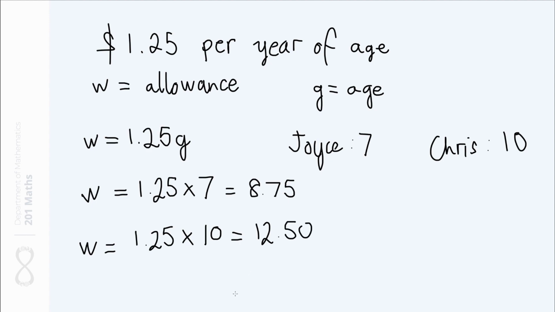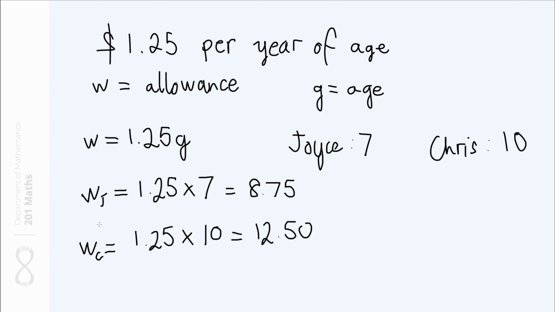Note that it is useful to distinguish between the equation that describes Joyce and the equation that describes Chris. To do that, we can add a subscript to their corresponding allowance. In this case, Joyce's W becomes W subscript J, and Chris becomes W subscript C. We are still using a single equation, which is this one, but applied to two different cases. And to distinguish between the cases, we just add the subscript. But this is the same equation. This is just to keep track of which case we are talking about.